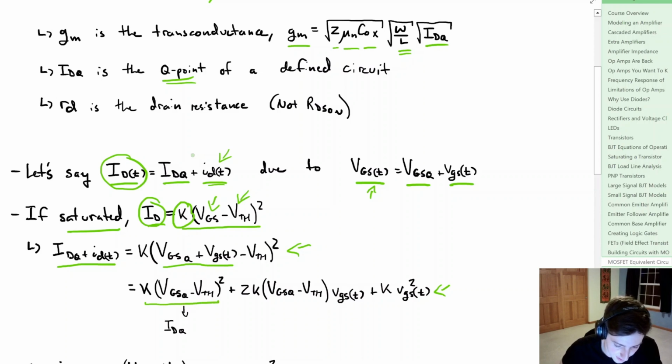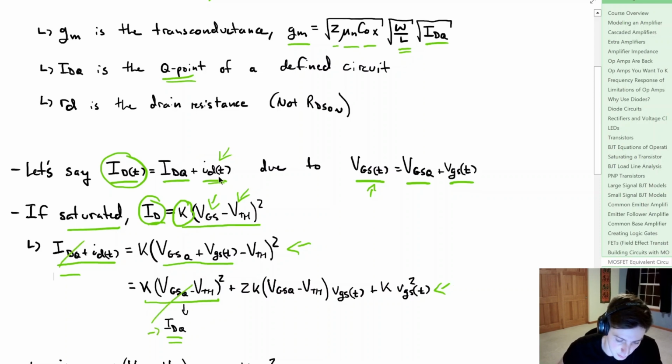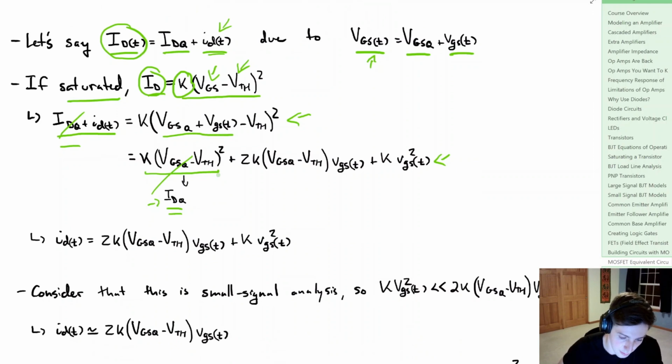and notice in this first term that that's actually going to be equal to the Q point drain current. Now because we have that on the left hand side and on the right hand side, we can just subtract these, and what we're really left with is the small signal component. So we have lowercase id as a function of time. We get that middle term up above, and then we get that last term.